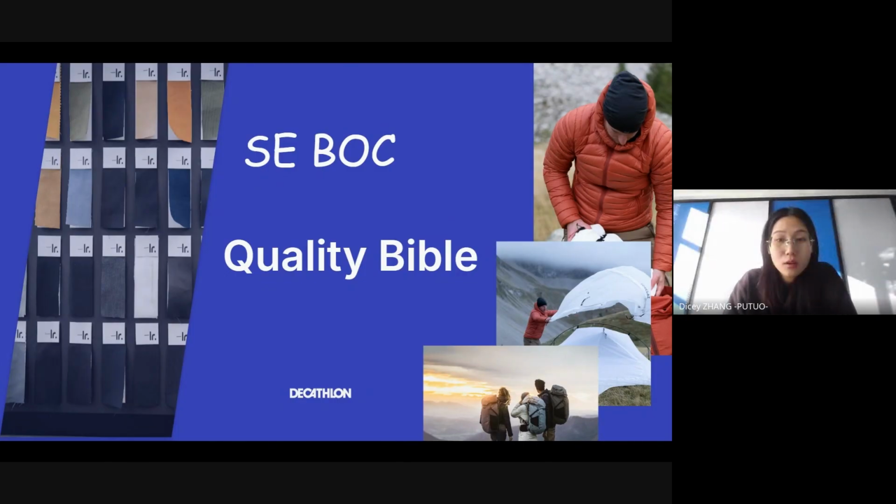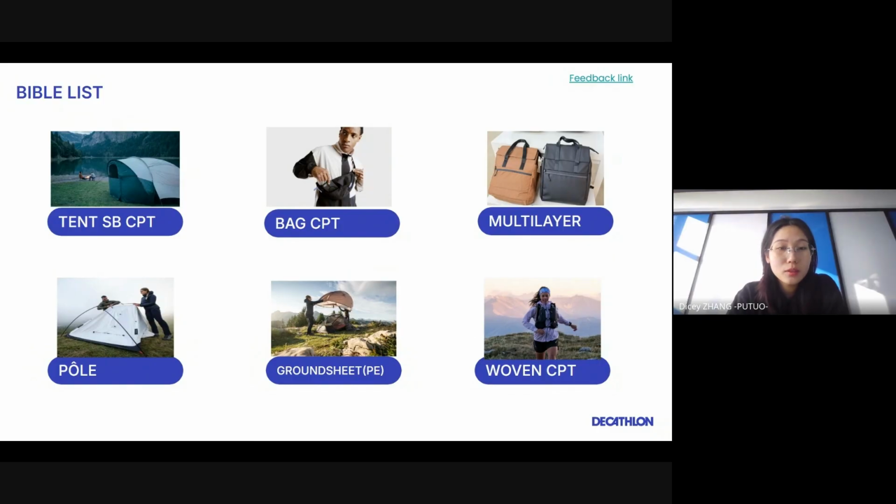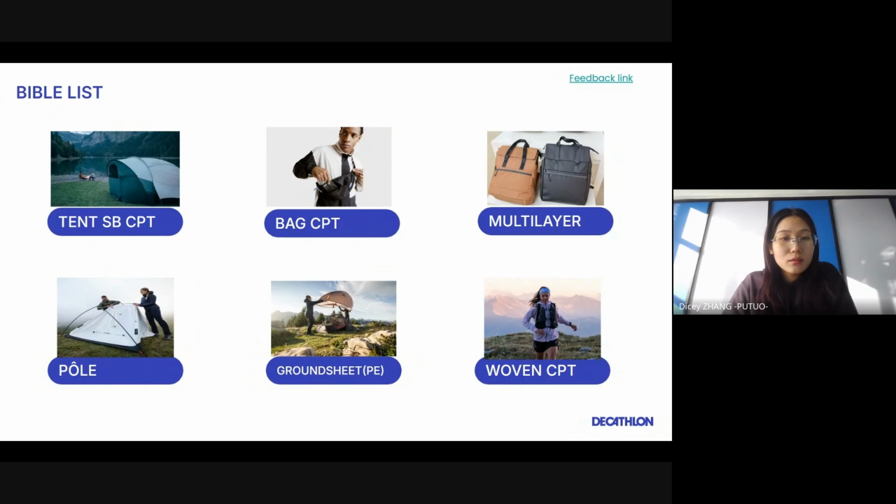I will introduce the quality Bible part today. We define the standard here for your reference. On the different domains and component usage, we separate 6 parts that include all components in our BOC team: tent and sling bag, multi-layer, pole, ground sheet, and woven component. If you just focus on one domain, you can click the link directly. Today, I just want to introduce the structure of this Bible and share 2 cases for your reading. We can use the first domain as the example to show you the structure in our domain.